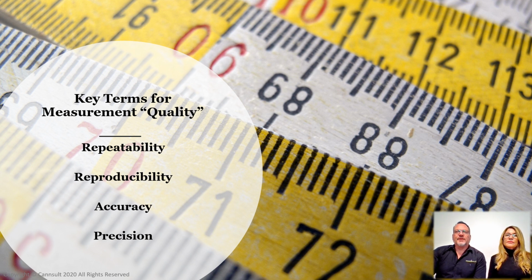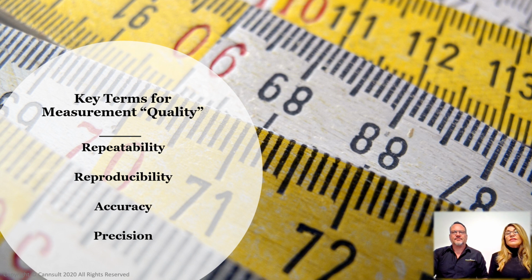So there are some pretty sophisticated ways to assess a measurement system, but we want to keep it simple. And the key terms or concepts to consider when collecting data are repeatability, reproducibility, accuracy, and precision. These terms might all sound like the same thing, so let's clarify these definitions.